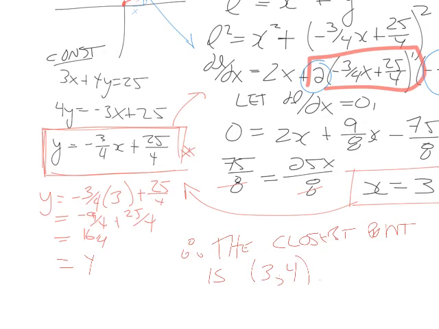Anytime you have a constraint equation involving the equation of a line or parabola, it's the same process. It's always the Pythagorean theorem that you're optimizing, and the equation itself is your constraint equation. If you have any questions, let me know, and I'll try to help you out.